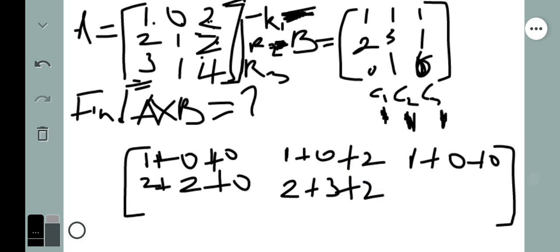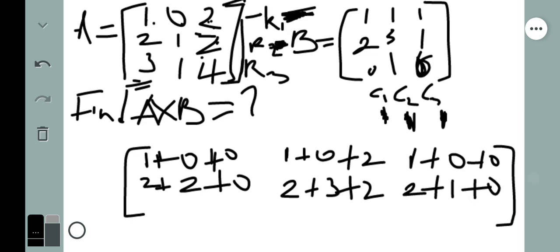And also row 2 multiplying column 3 will be 2 times 1 plus 1 times 1 plus 2 times 0. So what is 2 times 1? It gives me 2. What is 1 times 1? It gives me 1. And what is 2 times 0? It gives me 0. And we are done with row 2.